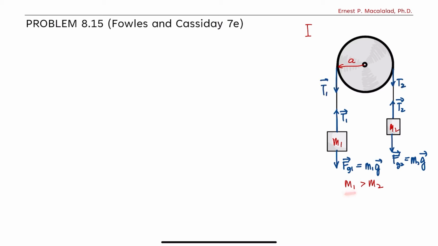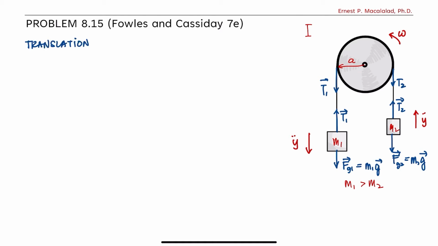Because m1 is greater than m2, m1 will fall down and m2 will go up. Consequently, the pulley will rotate counterclockwise. The acceleration of m1 will be y double dot, and that is the same acceleration of m2 because the cord is inextensible. So we can see that m1 and m2 are undergoing translation while the pulley undergoes rotation. Hence, we will have three equations of motion.